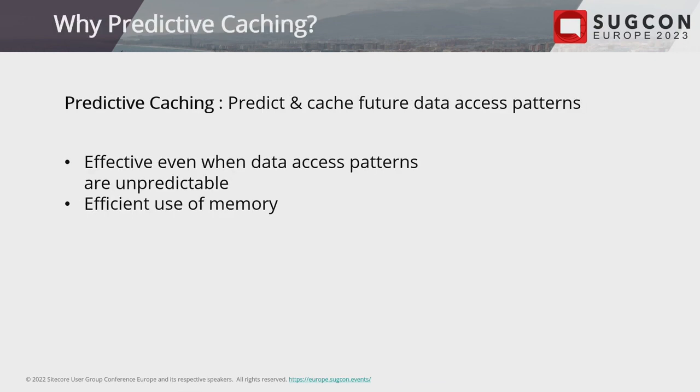And what I'm suggesting instead is the predictive caching. So if you have a way to predict where the user is going next, what are the next URL that the user is going to hit, then we can cache the data in advance for those URLs. And this gives us some advantages.